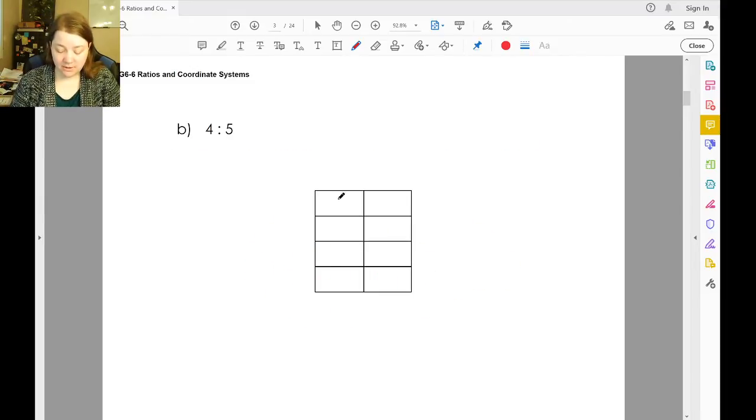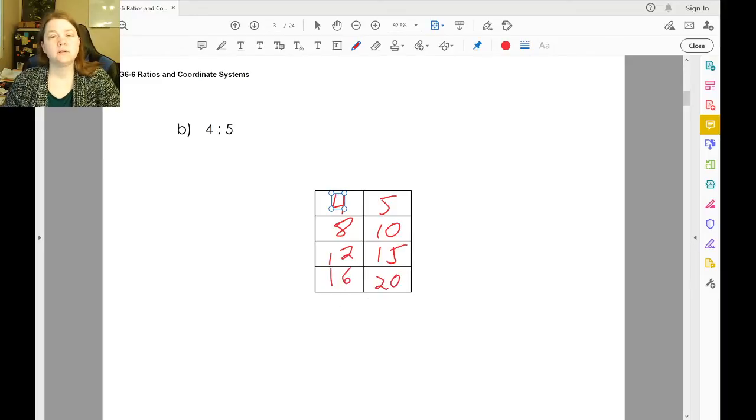We're going to do the same thing for 4 to 5. You go ahead and try, and then we'll talk about it. Welcome back. Starting with 4 to 5, multiplying each side by 2, you would have gotten 8 to 10. And then 12 to 15, and then 16 to 20.